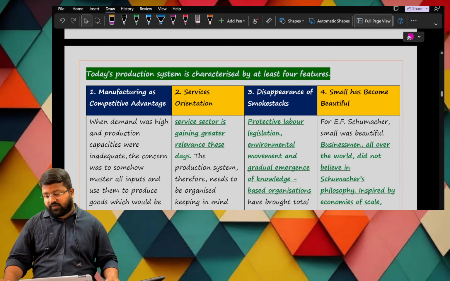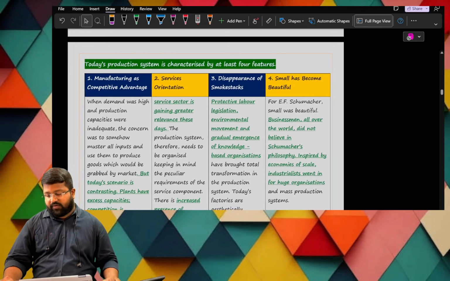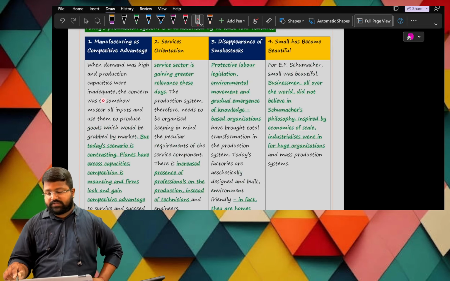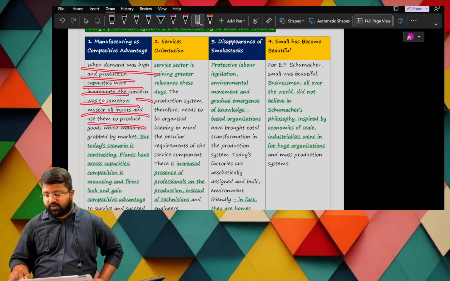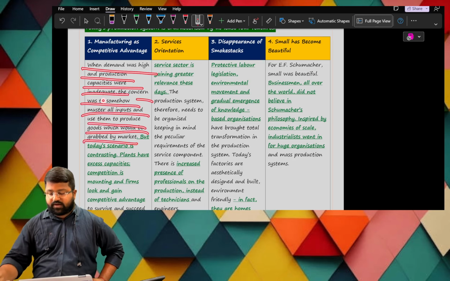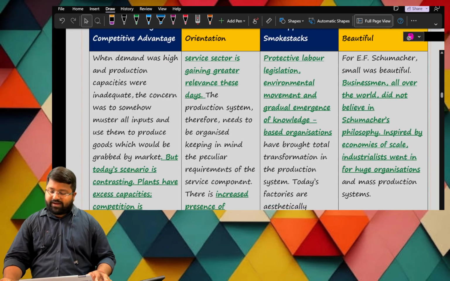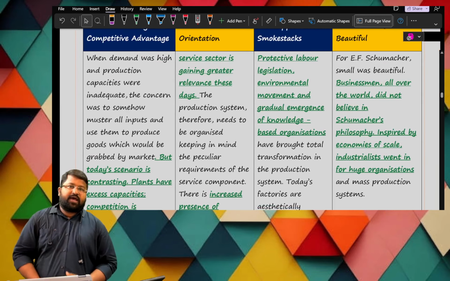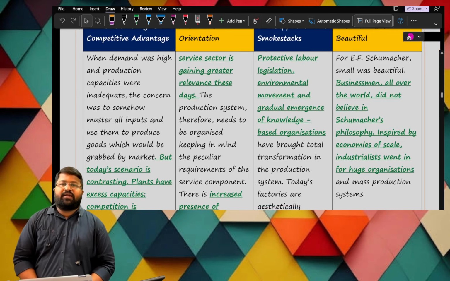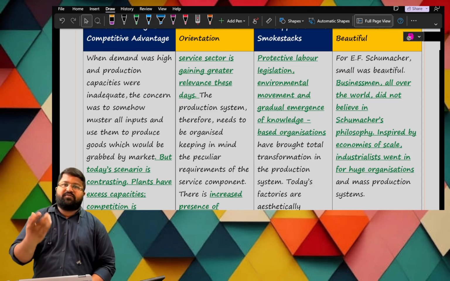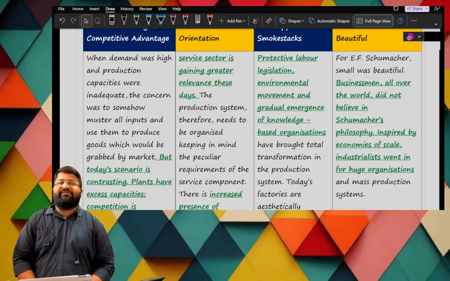Now let us see manufacturing as a competitive advantage. When demand was high and production capacities were inadequate, the concern was how to somehow gather multiple inputs and produce goods which would be grabbed by the market. For example, when you are in a market and I am manufacturing tabs, the market really likes my tab and needs 1,000 tabs, but I am able to produce only 500 tabs.